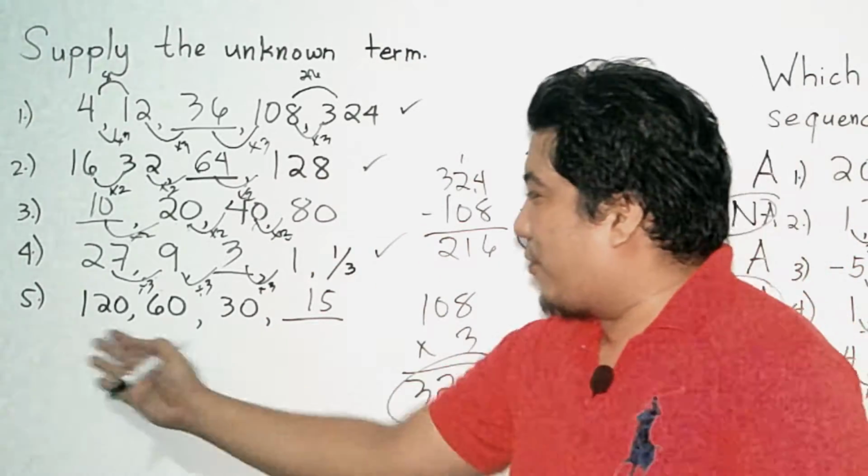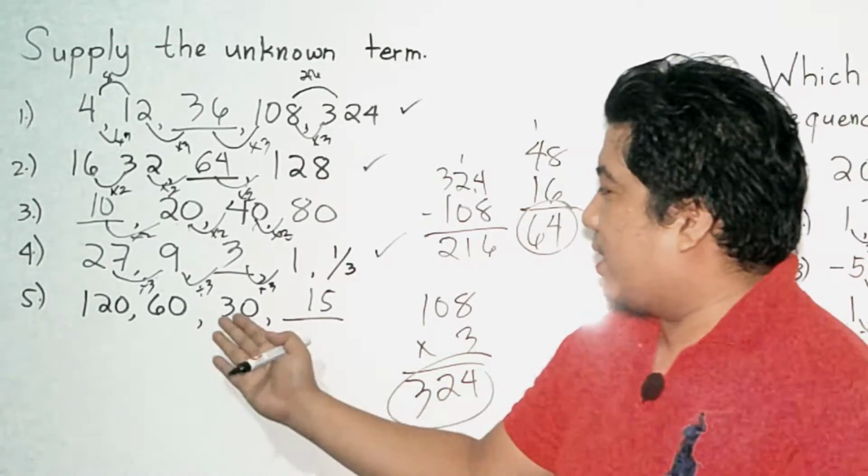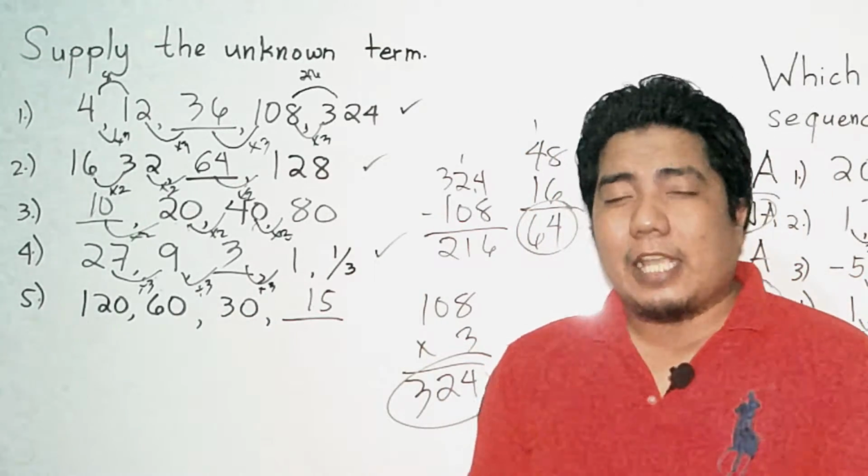Okay, now going to the final one, we have 120, 60, 30, and our answer is 15.